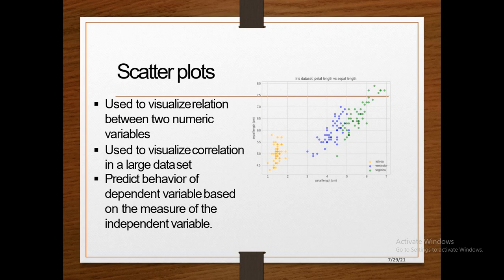Scatter plot. Scatter plot is basically used to visualize relationship between two numerical variables. This scatter plot is drawn from the data set of petal length versus sepal length. So it will identify the length of different petals and sepals, that is setosa, versicolor. So this is a scatter plot. It is used to visualize the correlation in a large data set. So for large data sets we use scatter plot. It will also predict the behavior of the dependent variable based on the measure of the independent variables. Normally we use it for large databases.